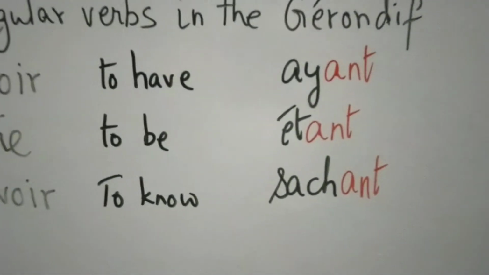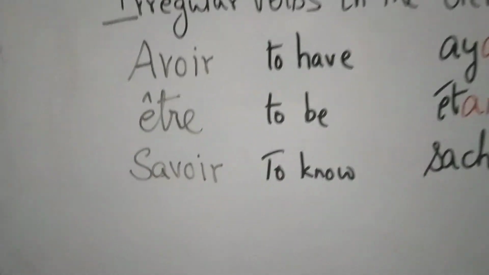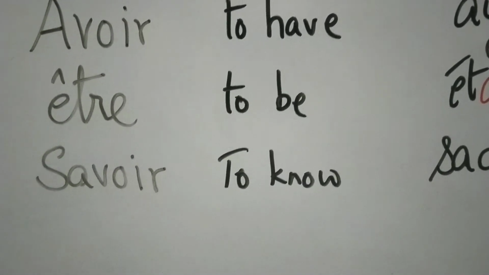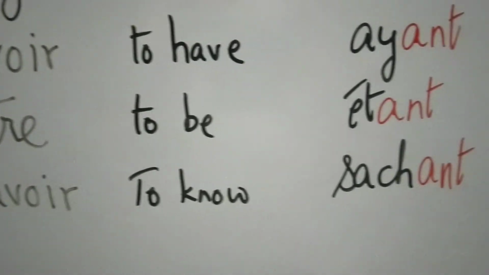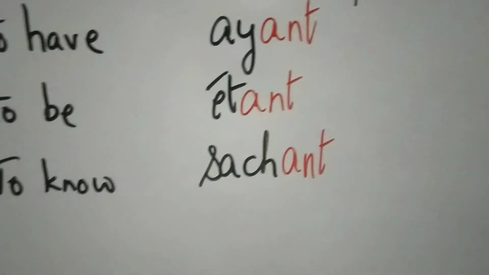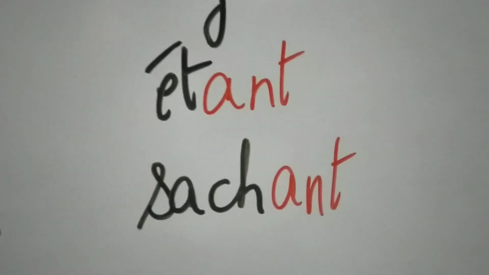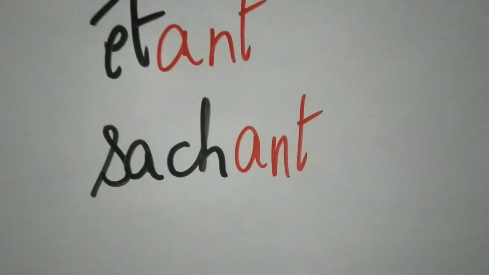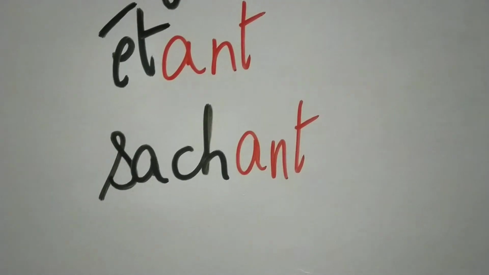The third irregular verb which you have to know for your syllabus is the verb savoir. Savoir means to know or to have knowledge of. Now, savoir in the present participle is sachant, S-A-C-H-A-N-T, sachant. If you add en before it, it becomes a gérondif, en sachant.